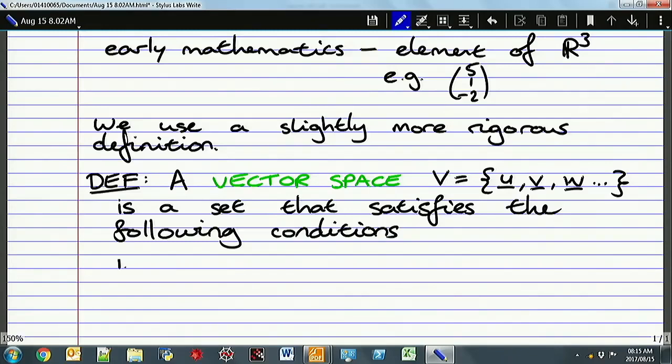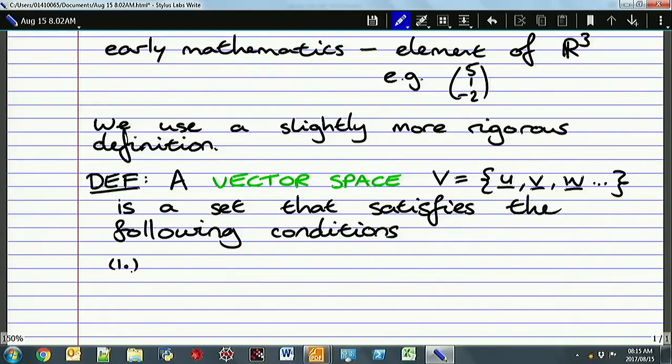The first condition is that you should be able to take any two elements in that set, and we're going to call the elements of a vector space vectors. You should be able to take any two vectors in the space, add them together, and the result should be another vector in that space. And we say that the vector space should be closed under vector addition.